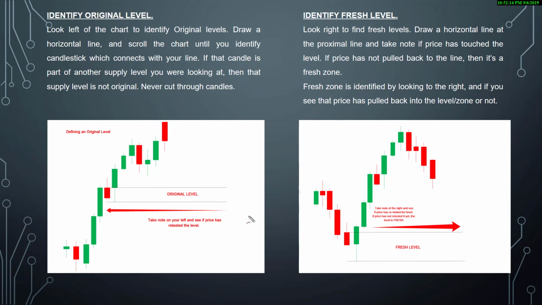Now, how then to identify a fresh level? You look to the right to find fresh levels. Draw a horizontal line at the proximal line. I'm going to define more what a proximal line is later on, and take note if price has touched the level. If price has not pulled back to the line, then it's a fresh zone. A fresh zone is identified by looking to the right, and seeing whether price has pulled back into the level or not.